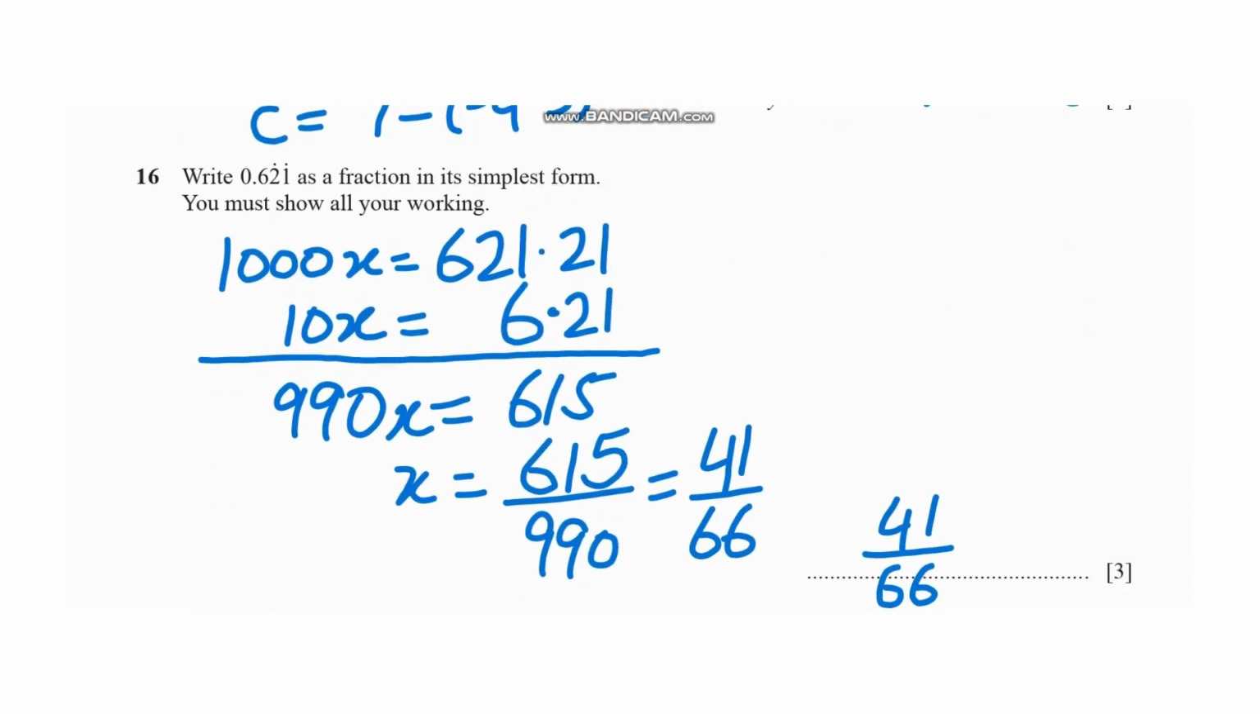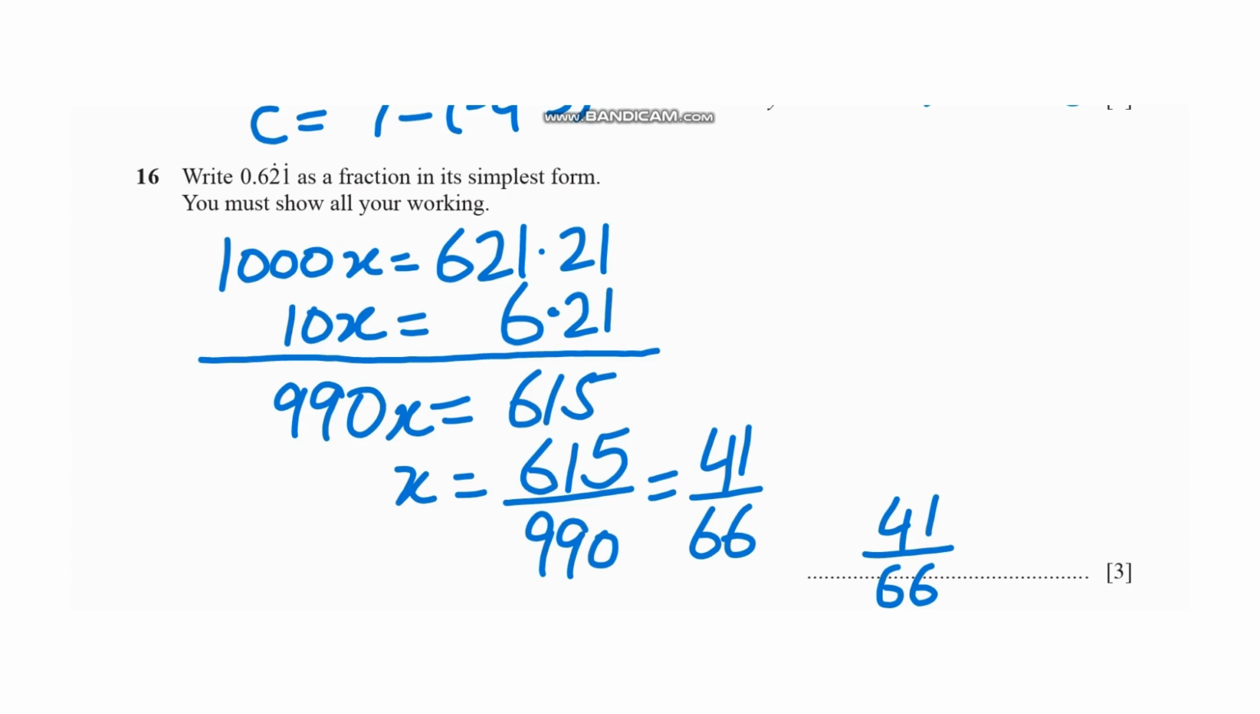Question 16 states write 0.621 with a dot above the 2 and 1, meaning that 2 and 1 are recurring numbers. They will be repeating multiple times. Write it as a fraction in its simplest form, and we must show all the working.